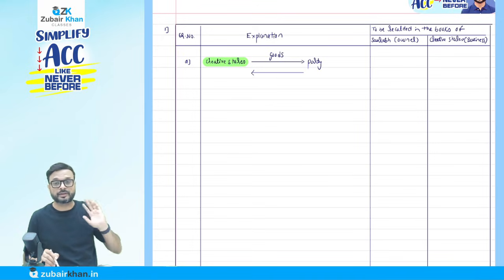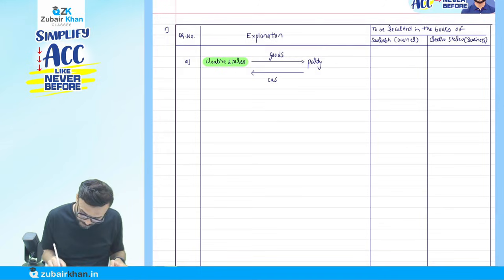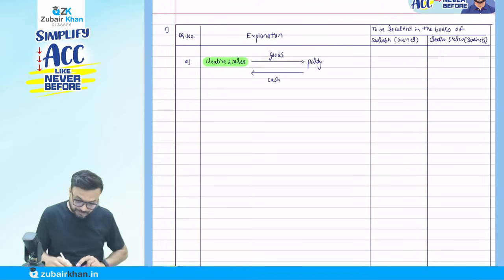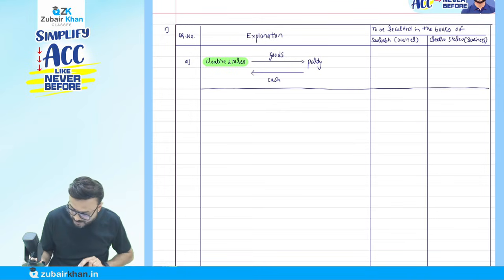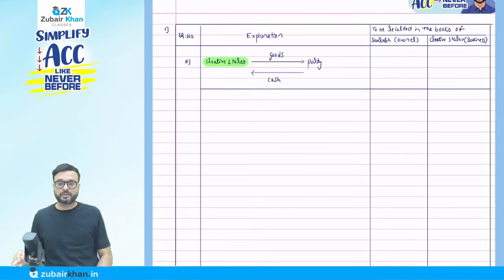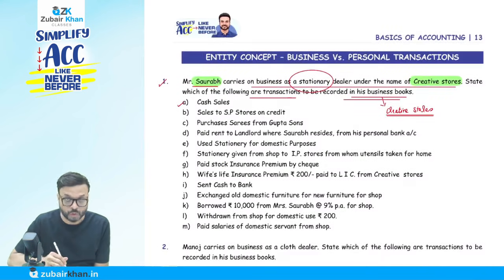What do we call them? We call them cash. So here, we'll write down that it is cash. Now you tell me, who is involved in these transactions? Whether the owner is involved, no. Who is selling this? The creative stores. So no, it is not mentioned. Who does the sales? The business does the sales.